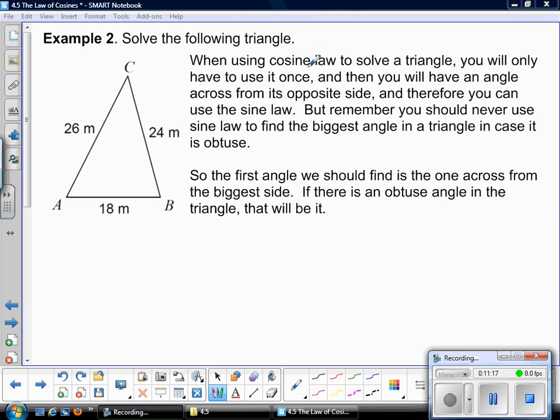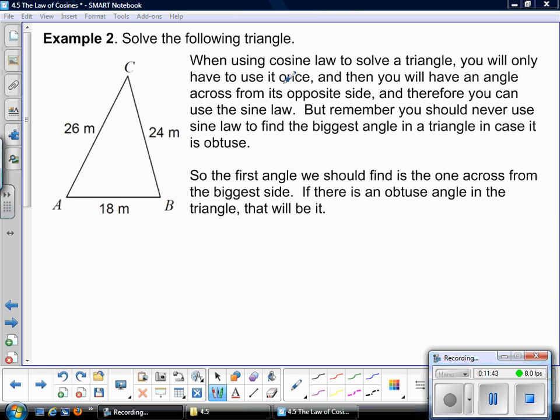So when using cosine law to solve a triangle, you only have to use it once. In other words, if they told me to solve this, that means I would have to know all the sides, which I do know, and all the angles. But all I need is for the cosine law to find one of my angles.